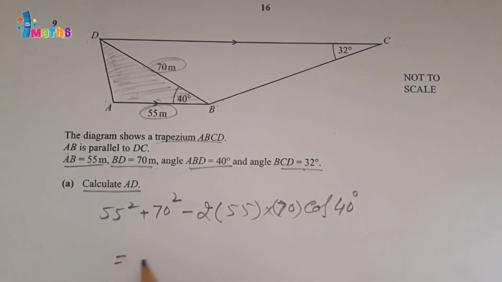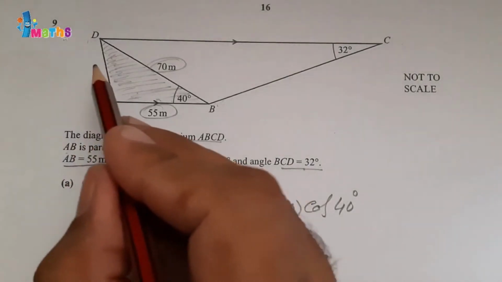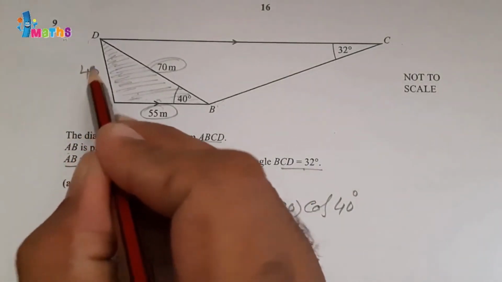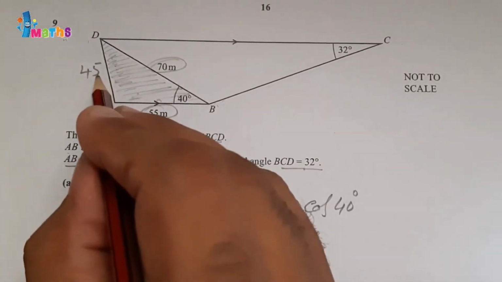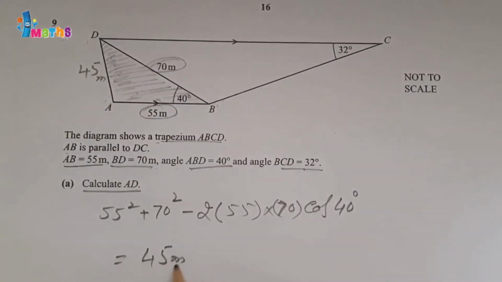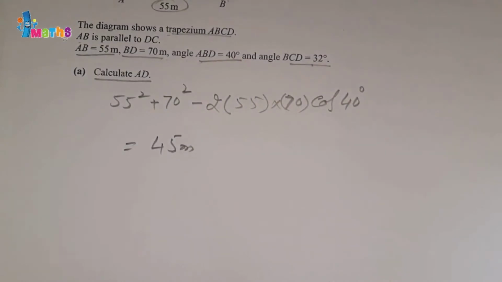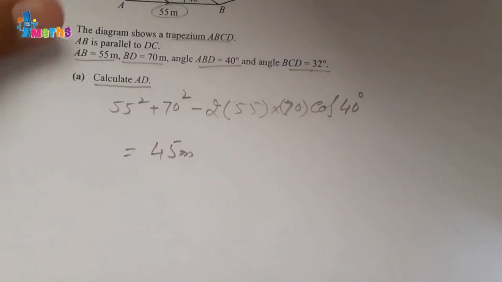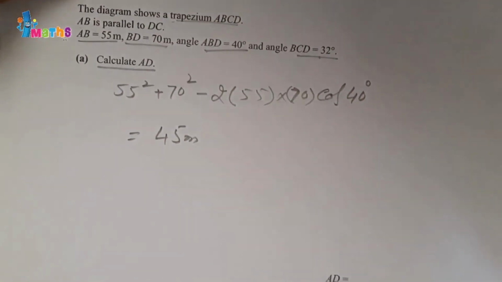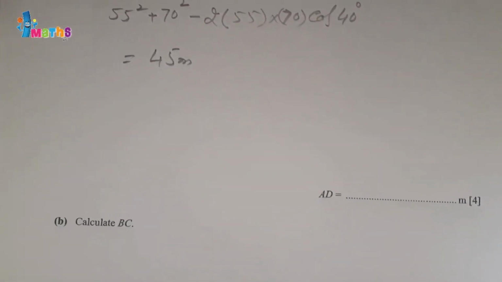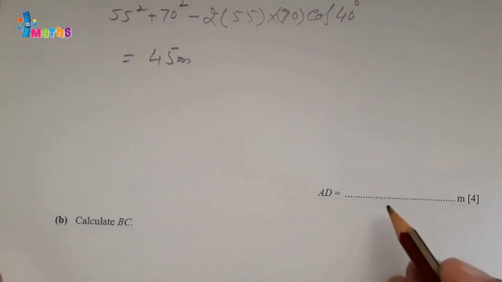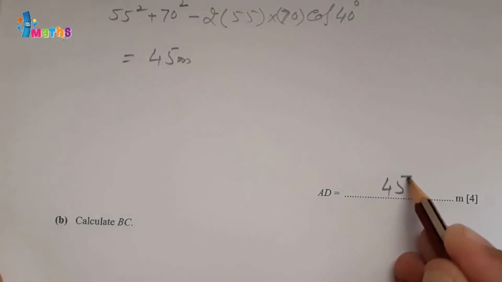So this will be resulting to 45. So this side is 45 meters. So we write 45 meter in the space provided. We can write the answer as 45. So we'll write 45 over here.